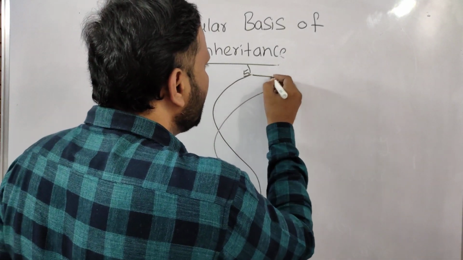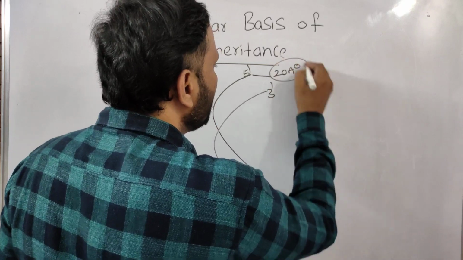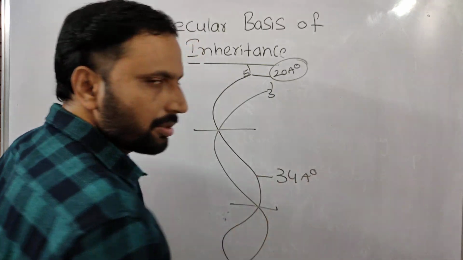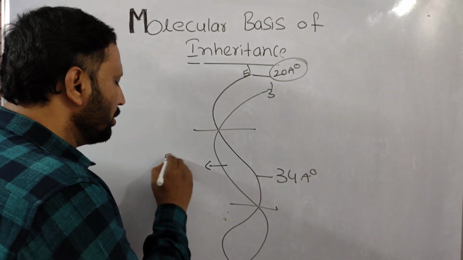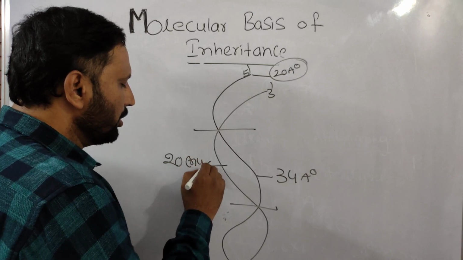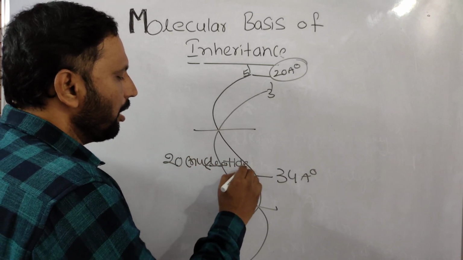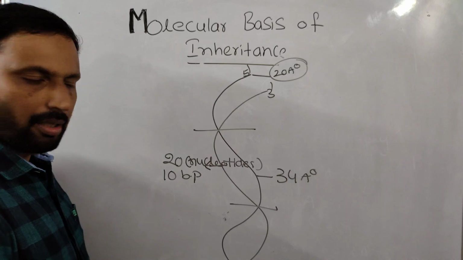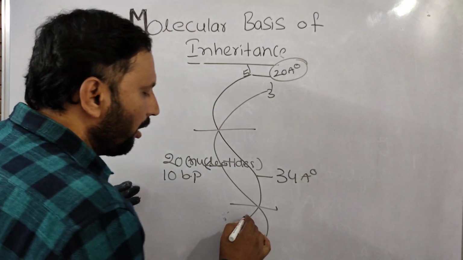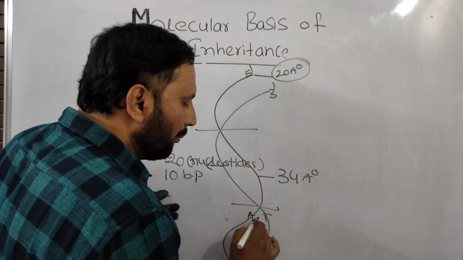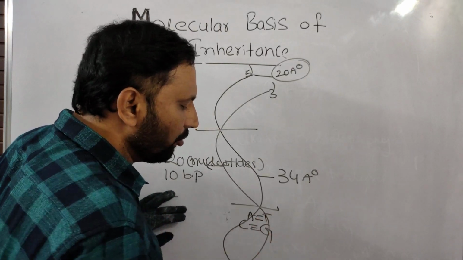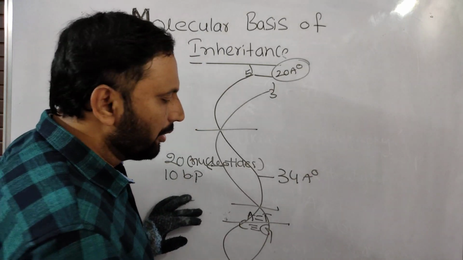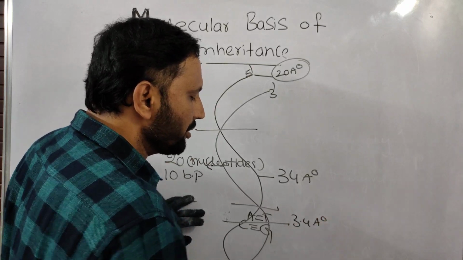The diameter of the DNA is always about 20 angstrom units, remember that. The length of each coil is about 34 angstrom units. In each coil, 20 nucleotides are present, or 10 base pairs. Here, the important thing is that adenine is always complementary with thymine by 2 hydrogen bonds, and cytosine with guanine by 3 hydrogen bonds. The distance between one nucleotide pair and another is about 3.4 angstrom units.